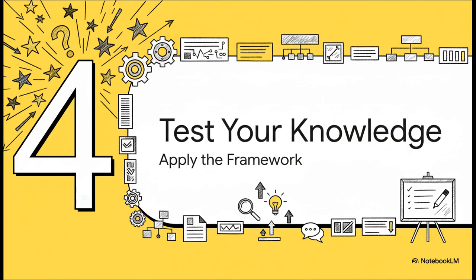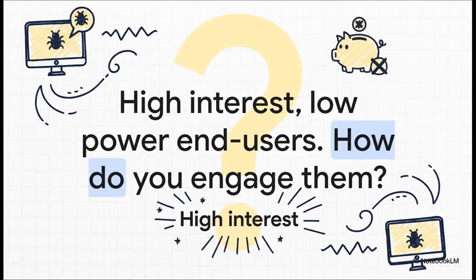All right, theory is great, but let's see how this actually works in the real world. I'm going to throw a couple of classic exam-style scenarios at you so you can try applying the matrix yourself. Okay, scenario 1. Picture a group of really dedicated end users. They love the product, they're super active on the community forums, they report every little bug they find. They have incredibly high interest, but they have zero control over the budget. They're low power. So what's your play here? How do you handle them?